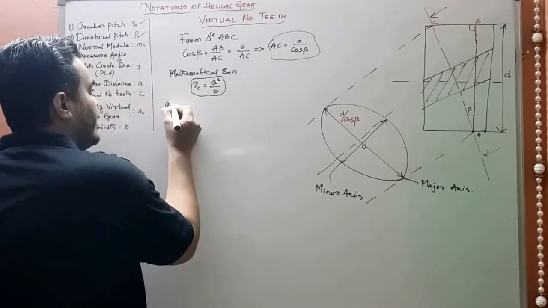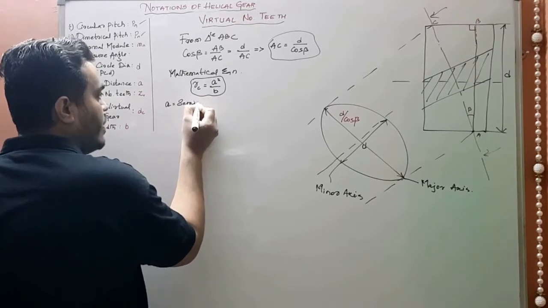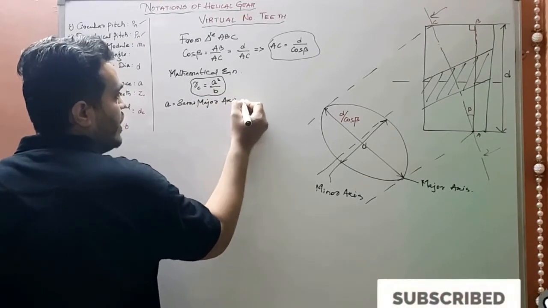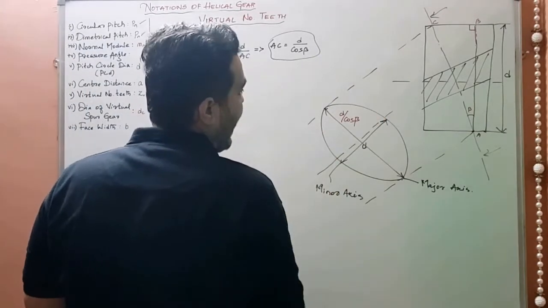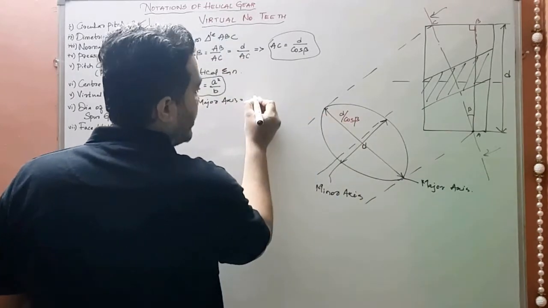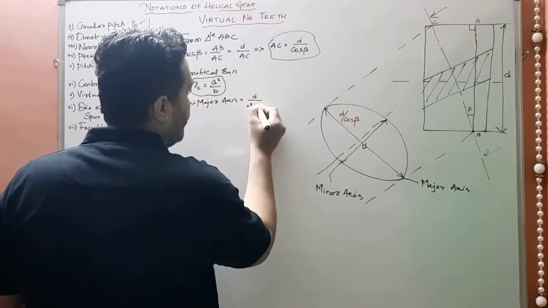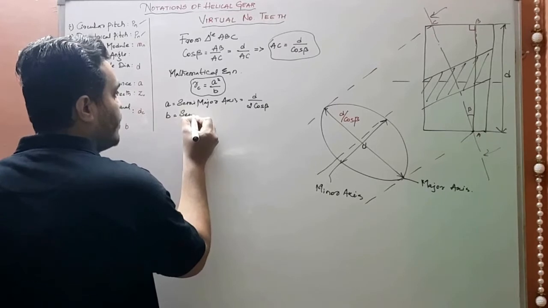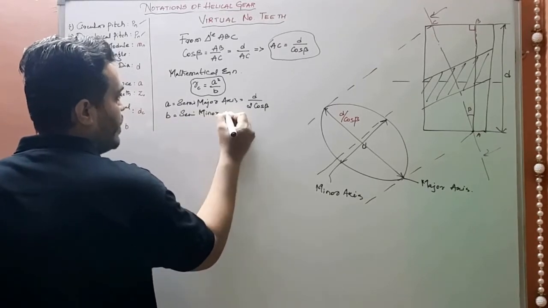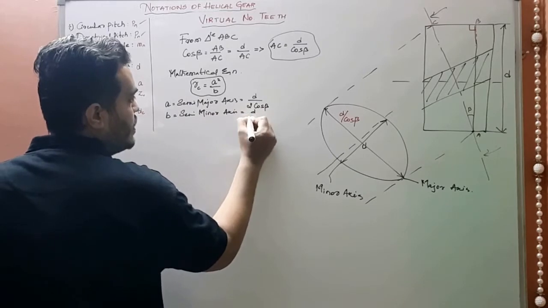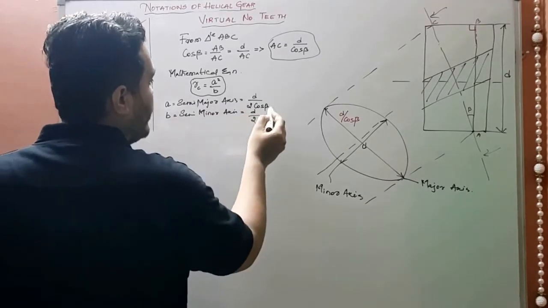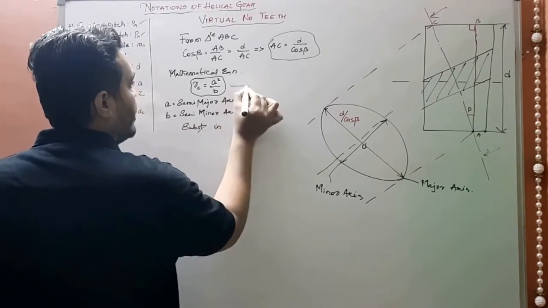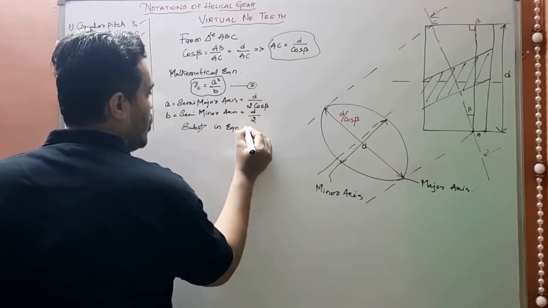What is this A? A is nothing but the semi major axis. What is semi major? Half of that axis, right? Semi major axis is D by cos beta halved, and B is nothing but the semi minor axis, that is half of this D, right? What we have to do is substitute in equation 2, right?